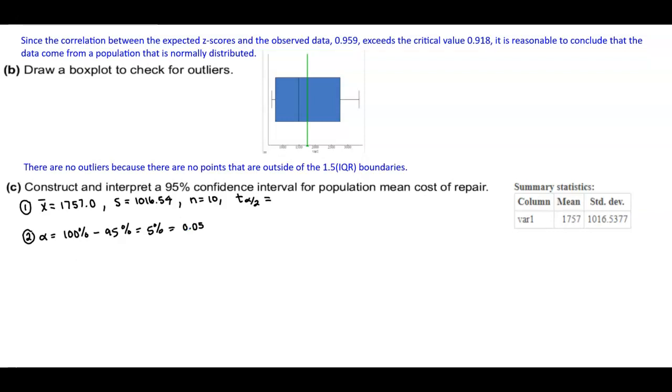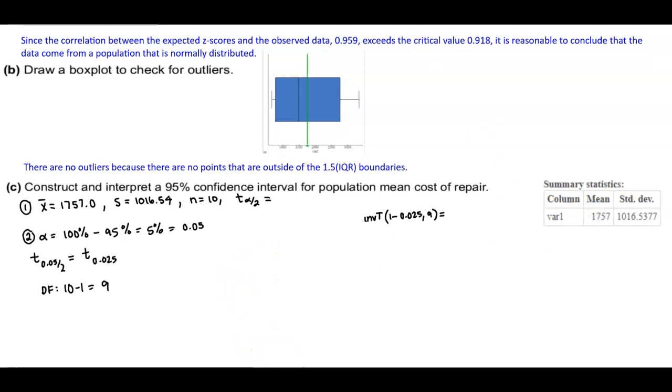Okay, so now what we want to do is take that alpha and divide it by 2. So we're going to have t, which is 0.05, divide that by 2, which gives us 0.025. We also know that the degrees of freedom is going to be the sample size minus 1, which is going to give us 9. If we want to use the calculator, we can use INVT, and our area is going to be 1 minus 0.025 with the degrees of freedom to be 9. So let's go ahead and do that in our calculator to see what we get.